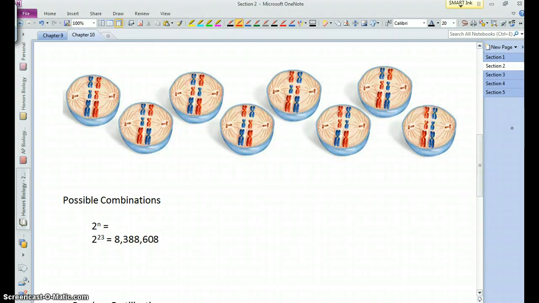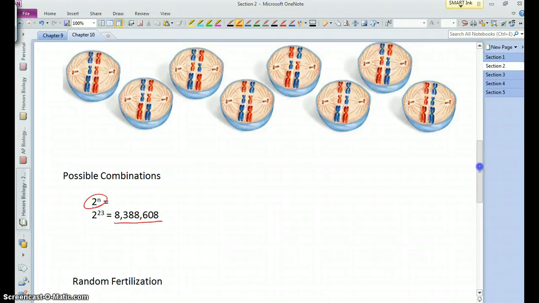Which leads us to this. What are the possible combinations? Well, it depends on the number of chromosomes you have. The formula here you'll see is 2 to the n, n being the haploid number. So in an organism that has 6 chromosomes, you'll notice again they have 8 possible combinations. Well, we have 46 chromosomes total, a haploid number of 23, so you'll notice 2 to the 23rd is a very large number, over 8 million possible combinations when those chromosomes line up during meiosis 1. And again, that's just in one of the parents.